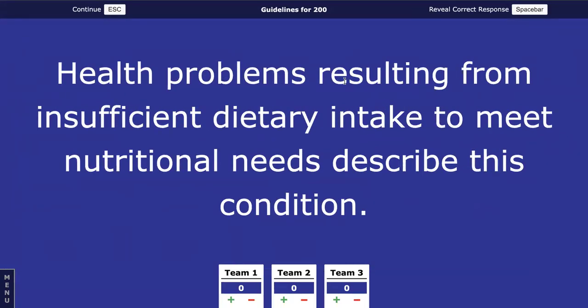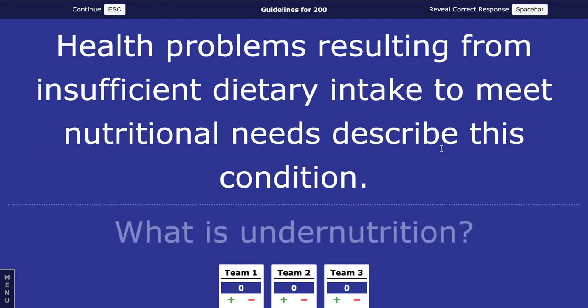Okay. Health problems resulting from insufficient dietary intake to meet nutritional needs. Describe this condition. Malnutrition or undernutrition. Nice. This terminology is often not associated with words like obesity, but you can be obese and malnourished, because you could be consuming a lot of calories and still not meeting your vitamin and mineral needs for the day, the week, or the month. So you could be malnourished and still have a lot of food.